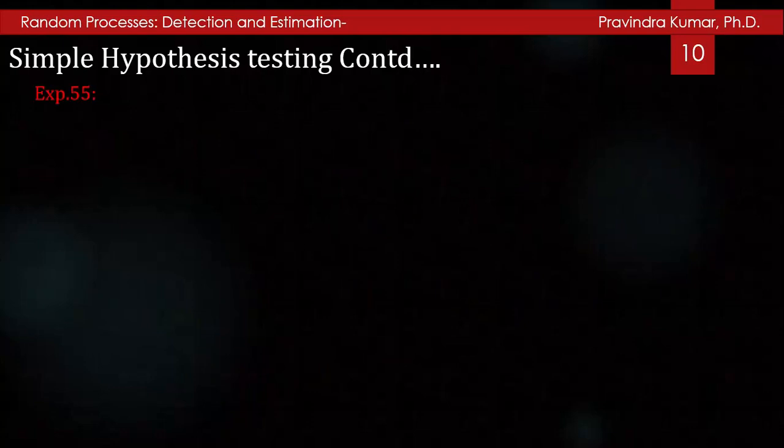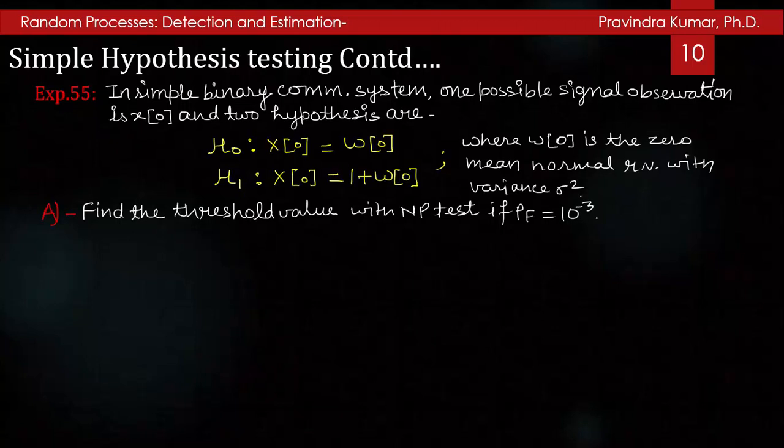Now consider an example. In a simple binary communication system, one possible signal observation is x0 and there are two hypotheses. Hypothesis H0 corresponds to x0 equal to omega naught, meaning only noise is present in H0, and hypothesis H1 corresponds to x0 equal to 1 plus omega naught, meaning the DC signal is present in the presence of noise in H1, where omega naught is a zero mean normal random variable with variance sigma square.